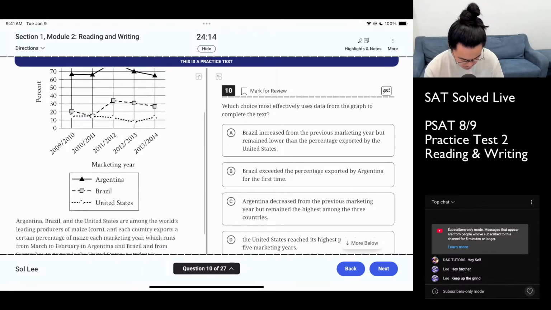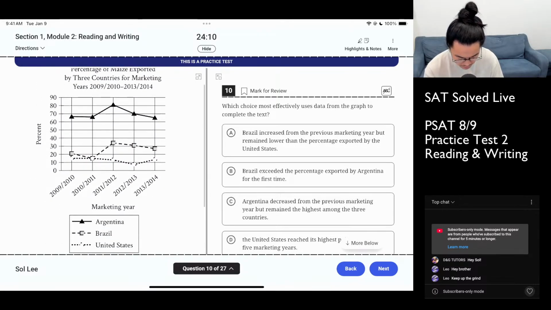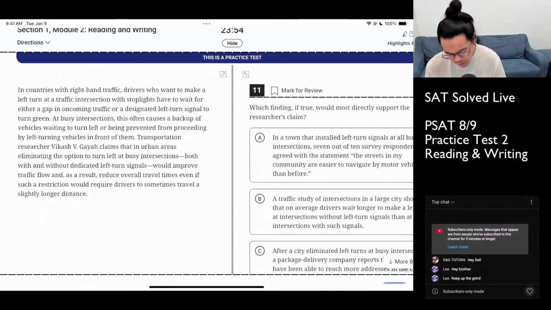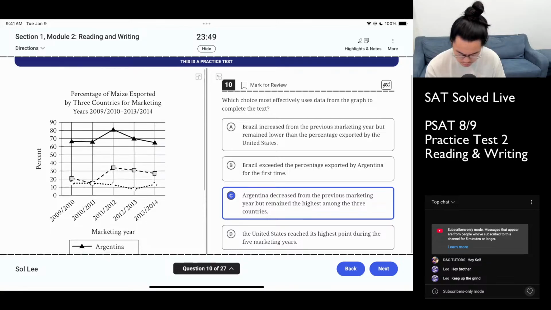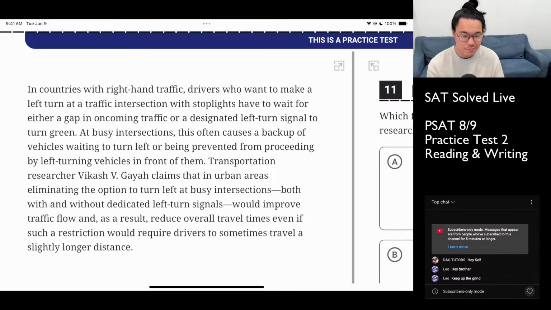There's no way to predict. You just have to look at 2012, 2013 to see what's true. It's kind of annoying. I think these kinds of questions are very lazy. All right, Brazil increased from the... nope. Argentina decreased, but remained the highest. Yes. I don't like that because in these situations, you're barely even reading. Anyway, I don't like that kind of question. I don't like it when they write it like that. It's sort of silly. It feels like busy work.